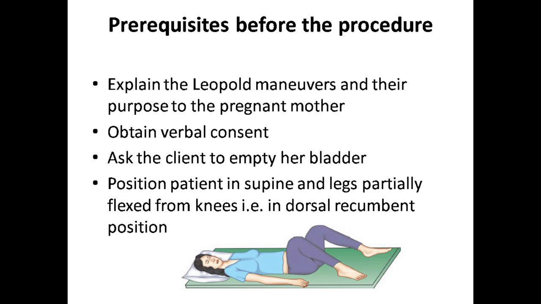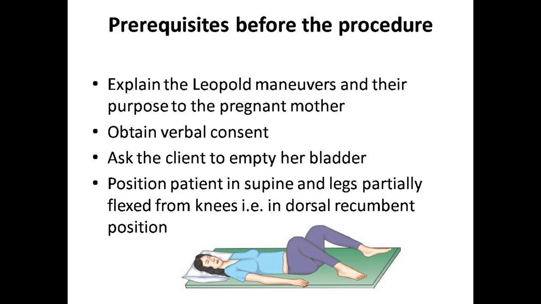Okay. The next, ask the client to empty her bladder. A full bladder may affect the palpation process. So you are going to instruct the mother to empty her bladder so that you can make the abdominal muscles relax as well. Then position the patient in supine with legs partially flexed from the knees. That is called the dorsal recumbent position.